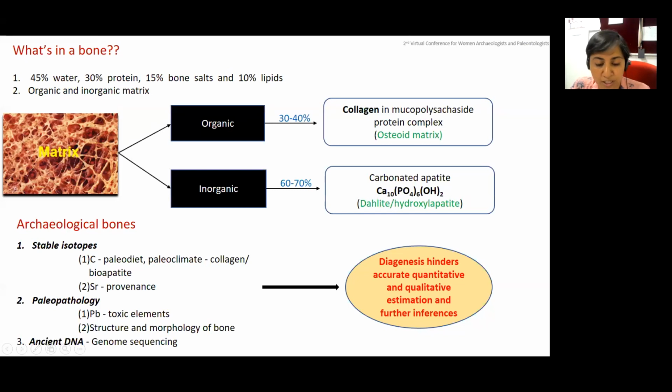The bone is enclosed in a matrix, which is 30 to 40% organic material, which is basically collagen, and the majority of the bone matrix is the mineral dahllite. Studies of bones are important as we can get a host of information regarding the paleoclimate, paleopathology, and even genome sequencing. However, diagenesis can hinder the estimation of these parameters, as we all know.